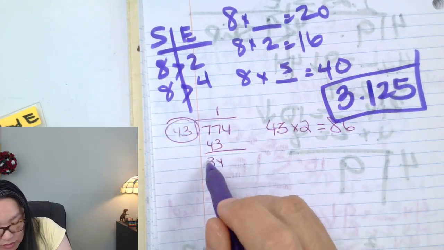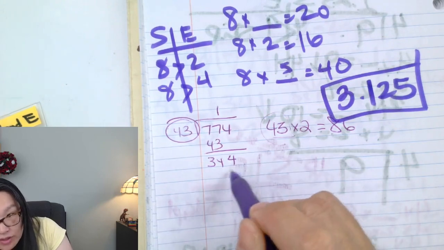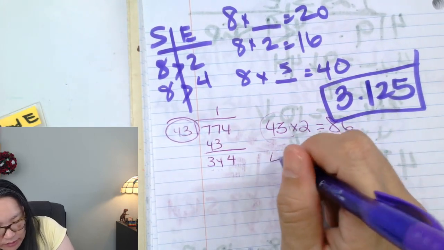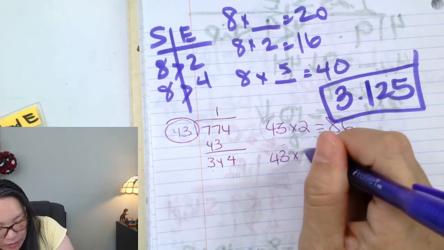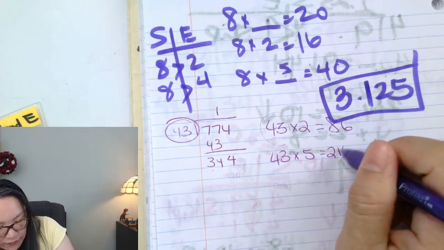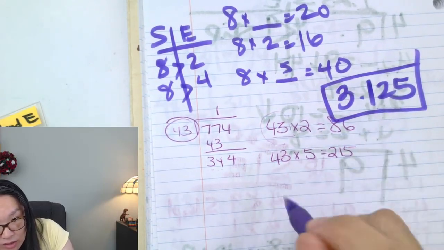34. But then they have to do this. How many times does 43 go into 344? I don't know. Then they would have to go, well, what happens if we did 5? 5 is like 21.5, right? And that's not going to work, so you've got to do it again.